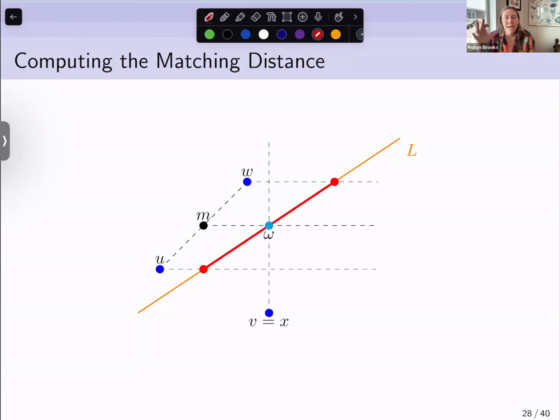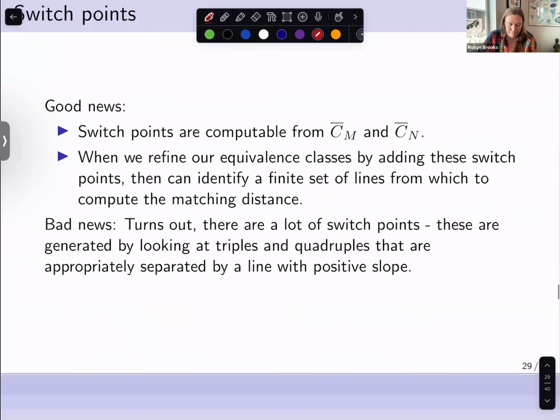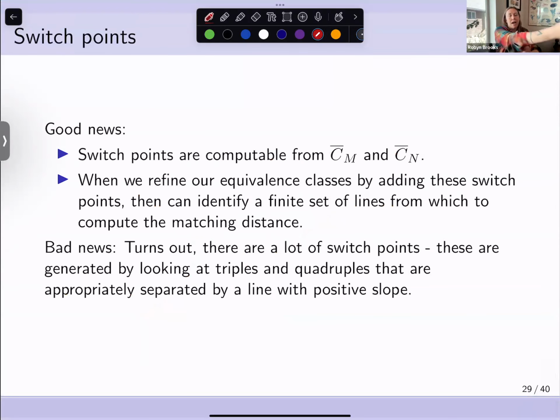But the whole point is that creating these equivalence classes, using both critical values and switch points to partition them, guarantees that no possible matchings have equal cost. So in each equivalence class, there is at least one optimal matching which remains optimal for all lines in the given class. And then what I can do is find the weighted maximum bottleneck distance through rotation and translation. This is the first theory paper that we wrote. Good news, switch points are computable. And when we refine our equivalence classes by adding these in, we can identify a finite set of lines from which to compute the matching distance.